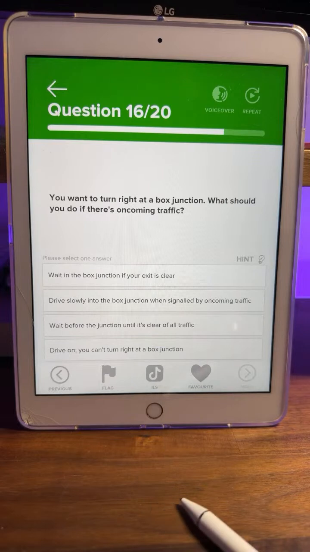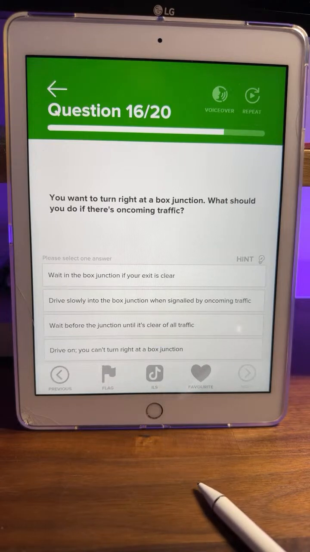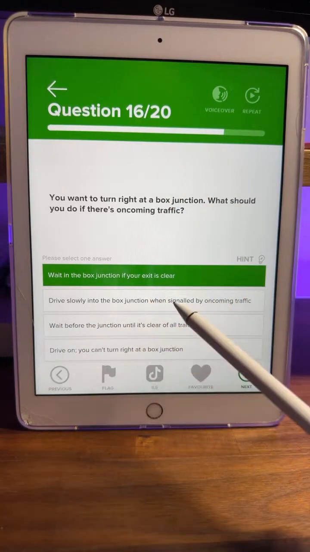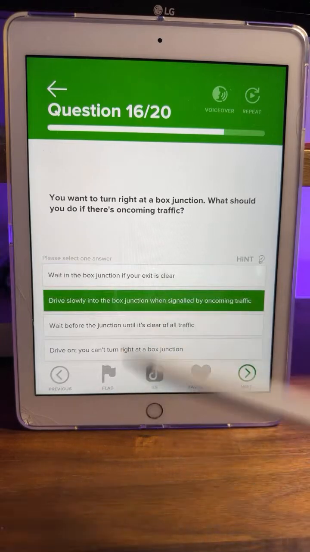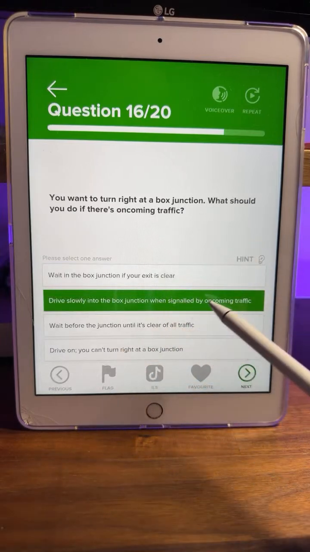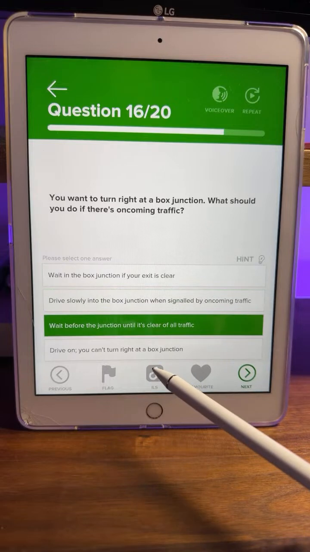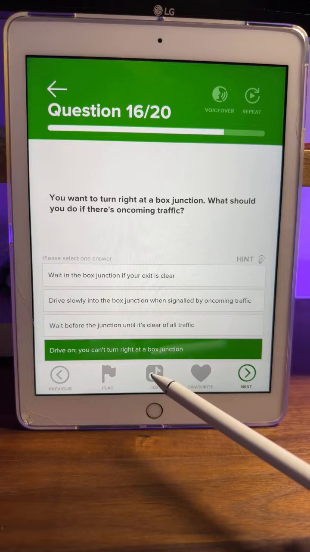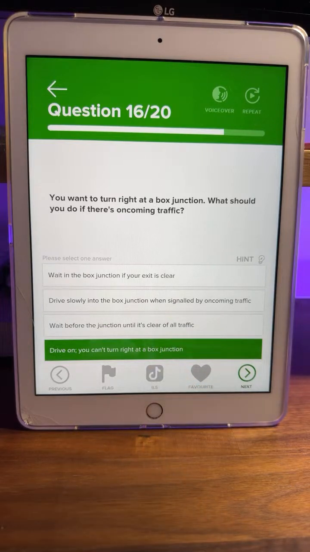Okay, question 16. You want to turn right at a box junction. What should you do if there's oncoming traffic? A, wait in the box junction if your exit is clear. B, drive slowly into the box junction when signaled by oncoming traffic. C, wait before the junction until it's clear of all traffic. Or D, drive on, you can't turn right at a box junction. A, B, C, or D.